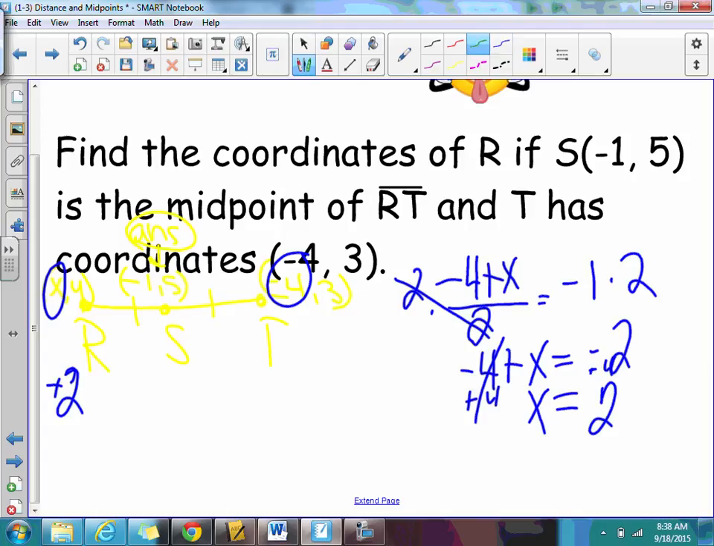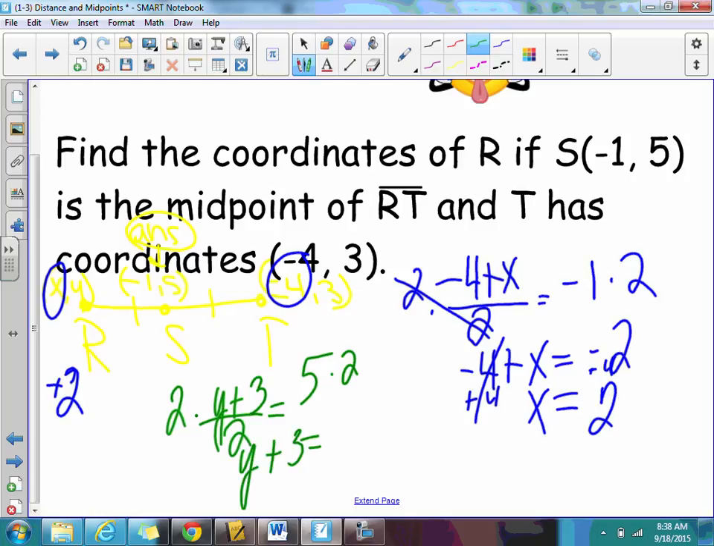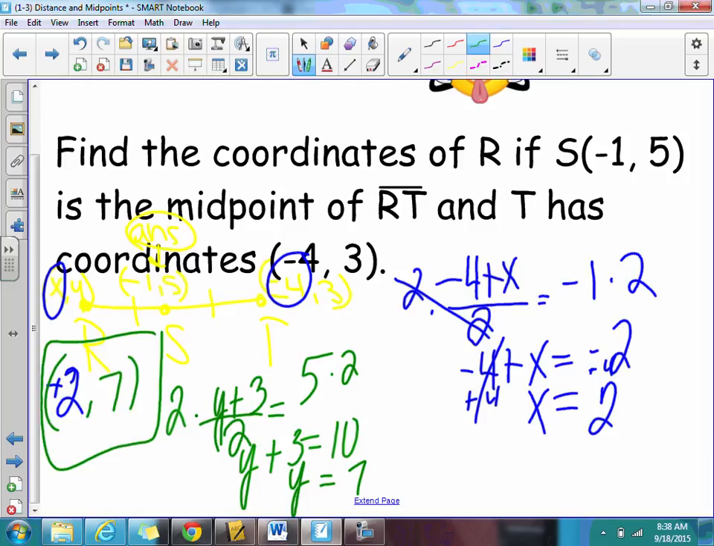And repeat it for your y's. Your y coordinates are y and 3. So y plus 3 divided by 2. What should my answer for my y average be? 5. So to get rid of divide by 2, we multiply by 2. So y plus 3 is equal to 10, which means y has to be 7. So here is your missing endpoint.